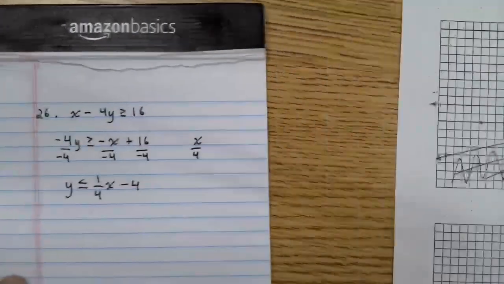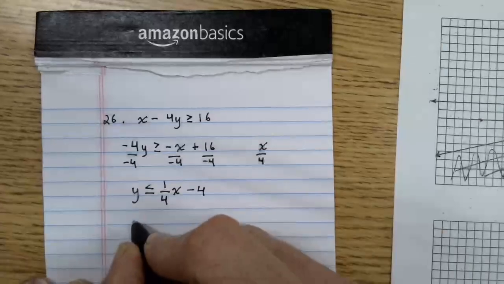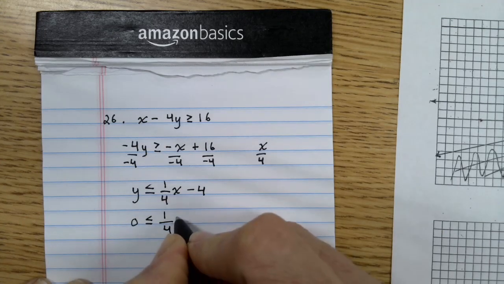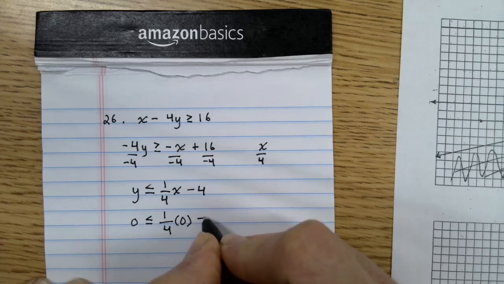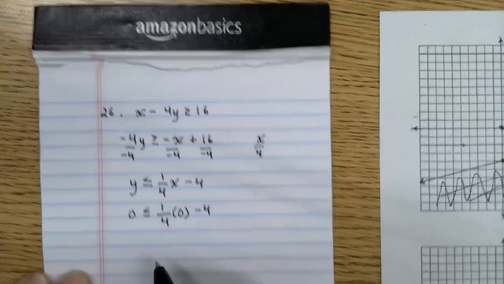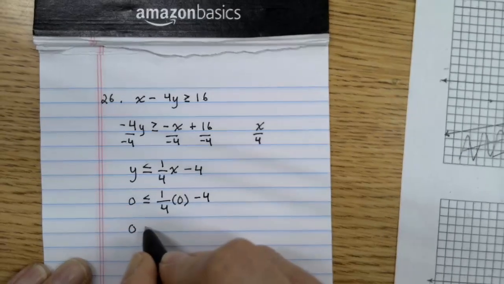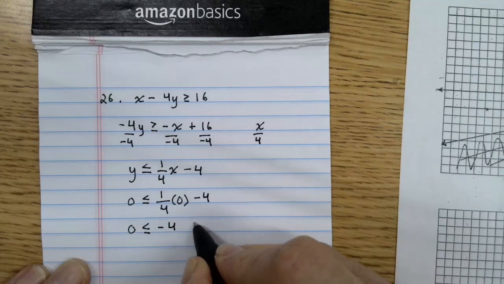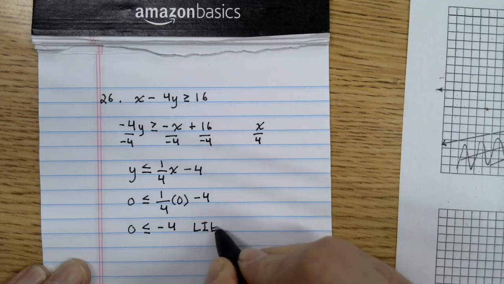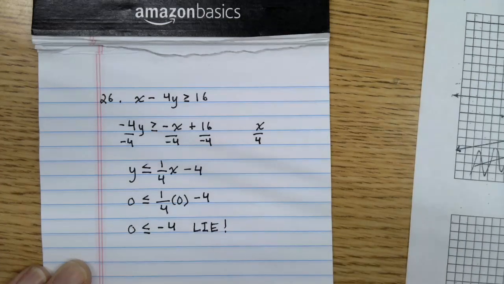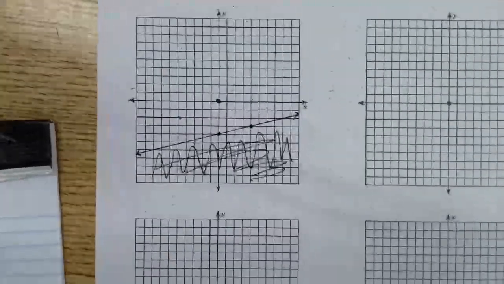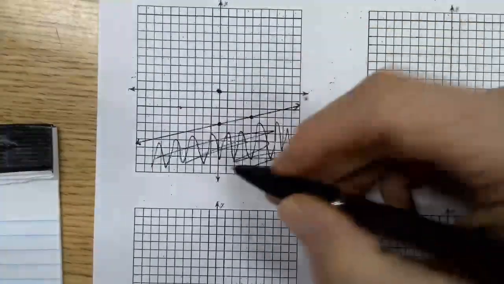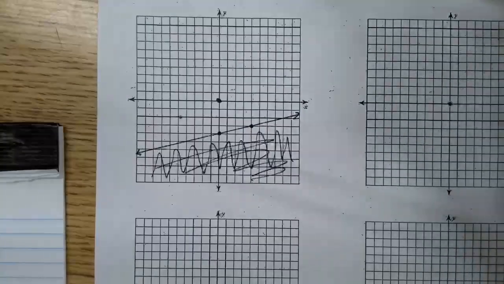So let's see what happens when I plug in a 0 for y and a 0 for x. When I simplify everything here, what I will be left with is 0 is less than or equal to -4. And that is a lie. So that means I did it right. This should not work if the solution is down here, and it doesn't work. So there is problem 26.